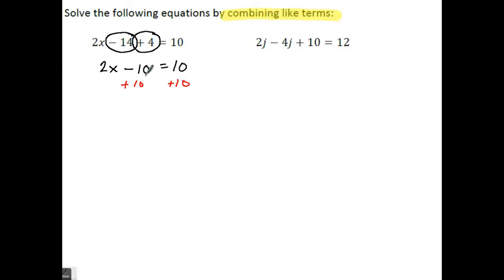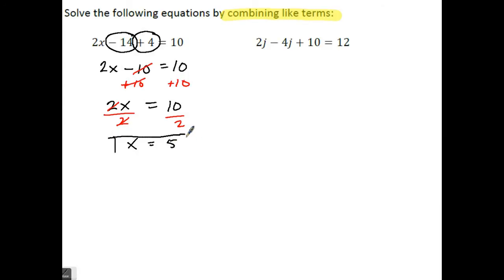Okay, that's going to cancel. And so what you have here is 2x is going to equal 10 plus 10, which is 20. Now, the first time we had to multiply the x by 2, so that means we're going to do the opposite. We're going to divide by 2. So we're going to go ahead and divide by 2. Those are going to cancel, and x equals 10. Okay, so that would be our final answer.